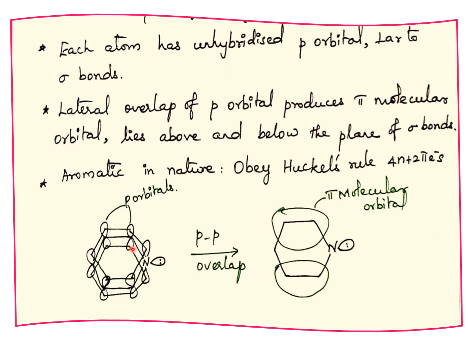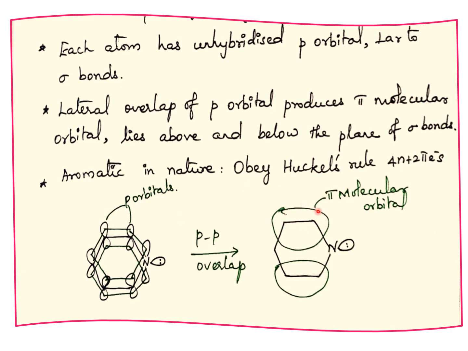And coming to the aromatic nature of pyridine, the molecule is a cyclic structure. It is planar in nature. All these atoms are involved in lateral orbital overlap, resulting in the formation of a pi molecular orbital with 6 pi electrons. So it obeys Huckel's rule, 4n plus 2 pi electrons. A pi electron cloud lies above the plane as well as below the plane. So the compound is aromatic in nature.